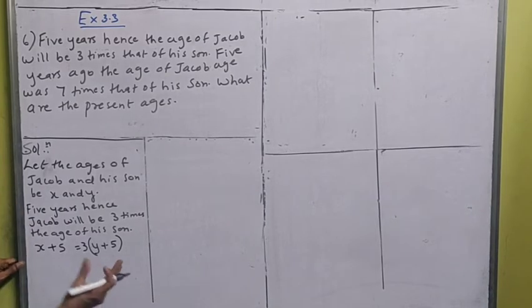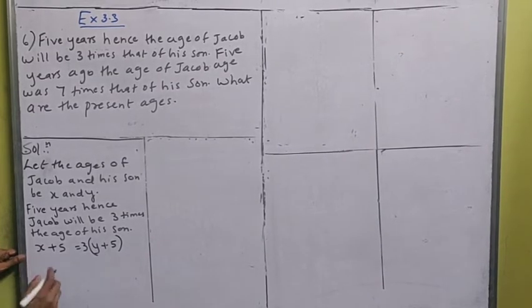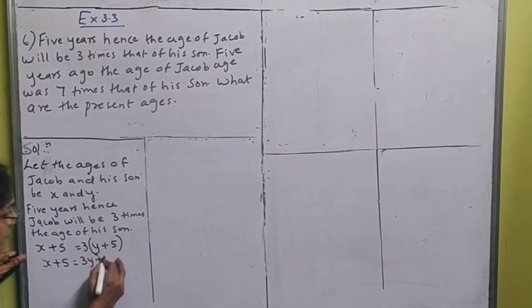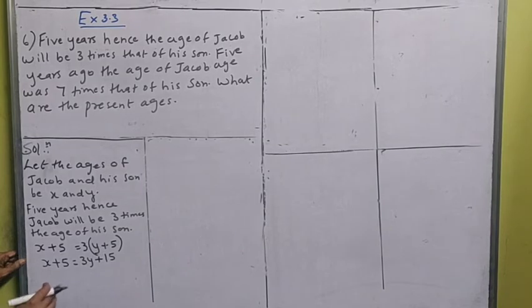Jacob is 3 times, which means whatever the age of the son is, if you multiply it by 3, that age will become Jacob's. Now you see the equation: x plus 5 is equal to 3 into y, which is 3y, plus 5 will remain as it is. 3 fives are 15.